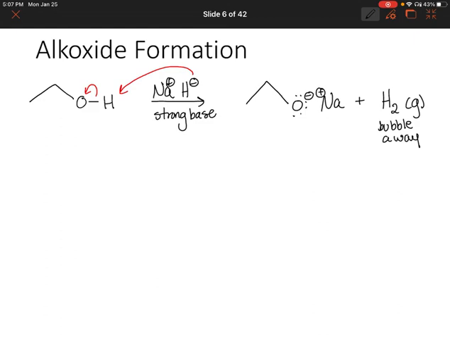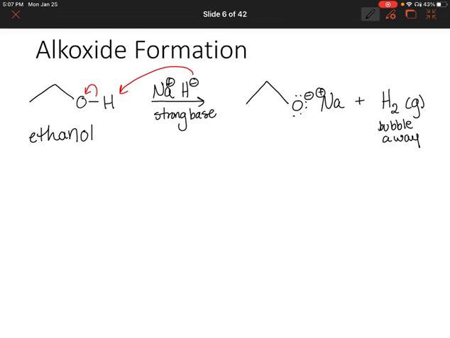So it has a 2-carbon chain, so the prefix would be eth. And then if we just had an alkane, this would be called ethane, but we're going to drop the E and add OL for the alcohol. So this is ethanol.